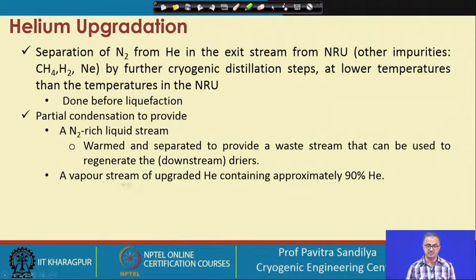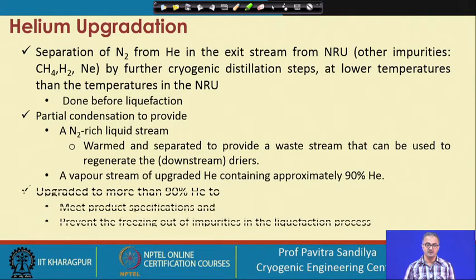Then we have a vapor stream which is upgraded helium containing about 90% helium. This upgraded helium is taken for further purification, and more than 90% is required because it must meet the product specifications and prevent the freezing out of impurities in the liquefaction process, because any impurity remaining there will get frozen, since helium has the lowest boiling point among all the fluids.